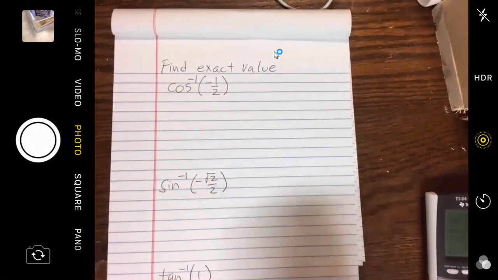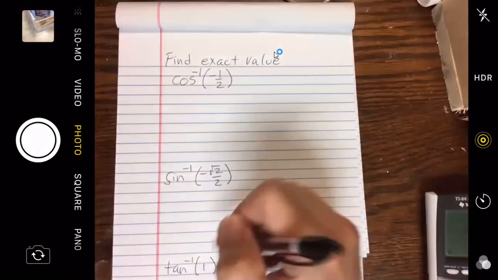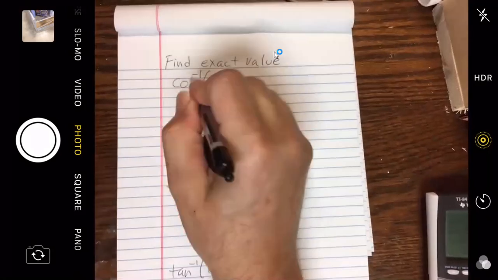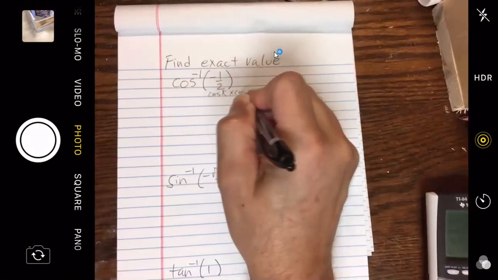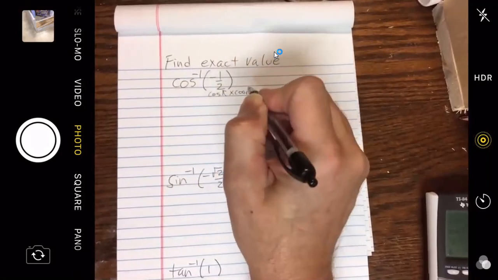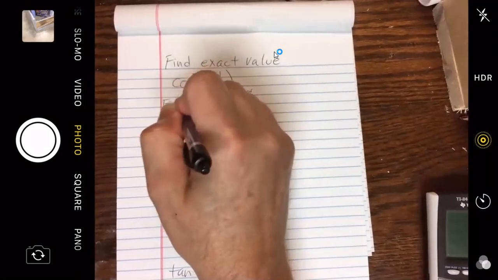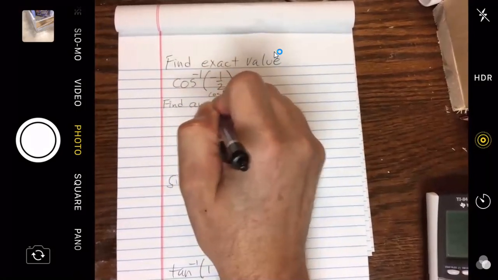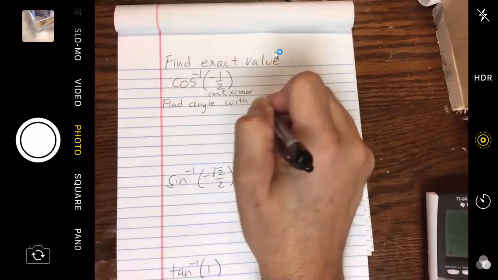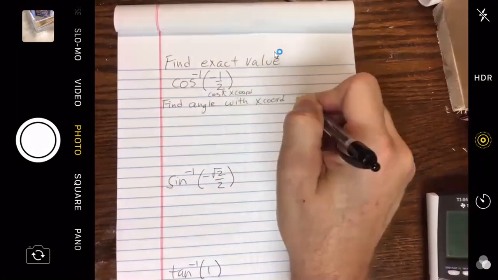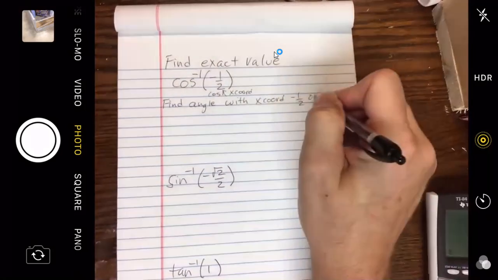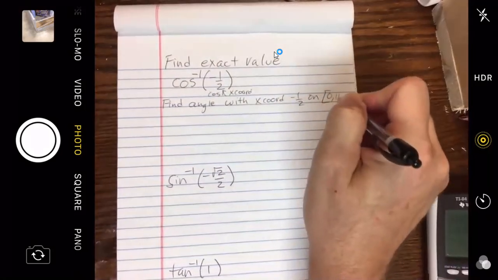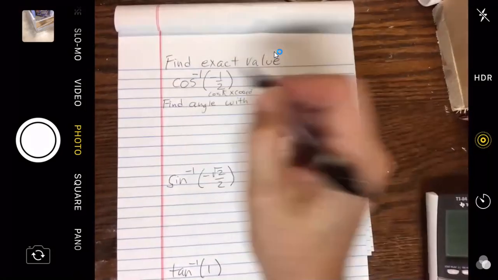All right, so these numbers are off the unit circle. With a cosine, this is an x coordinate. So they're trying to find the angle with x coordinate -1/2 on 0 to pi. Our cosine is top half circle.